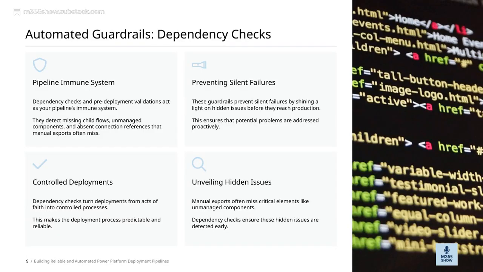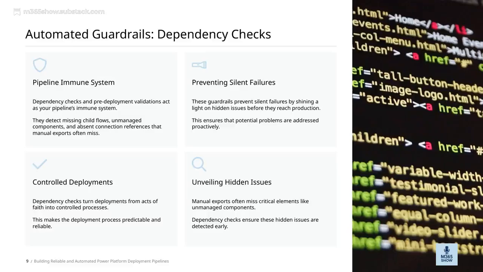By doing so, we make our deployments more reliable and less prone to surprises. These guardrails, in essence, help prevent silent failures, those problems that quietly slip through without us noticing until they cause bigger issues in production. They shine a light on potential problems before they reach that stage, allowing us to address them proactively. Think of dependency checks and pre-deployment validations as the immune system of your deployment pipeline.